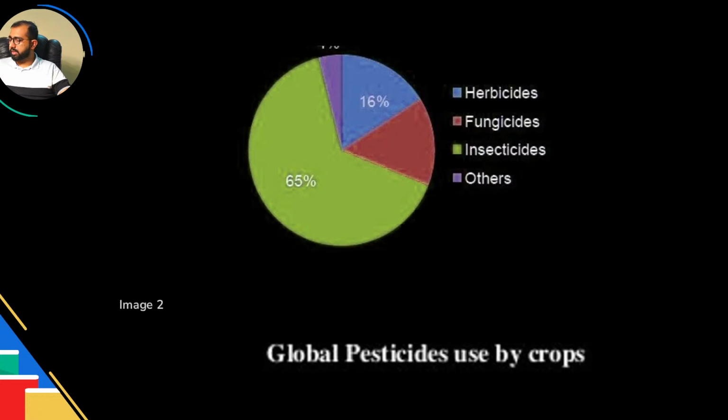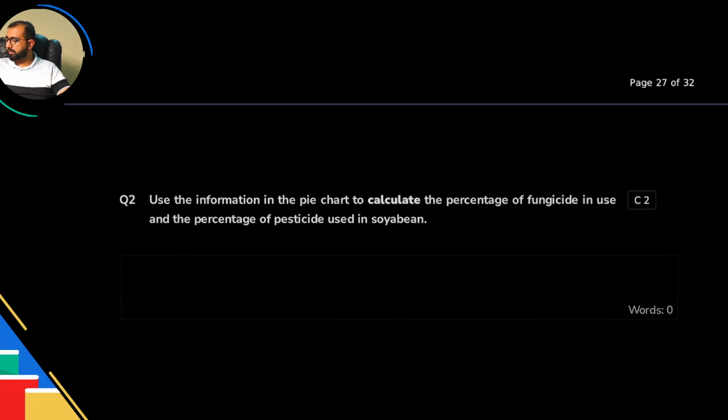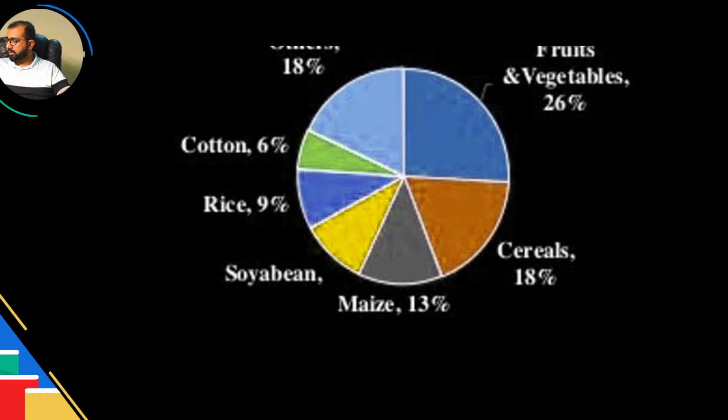Okay, we have herbicides, fungicides. I think this is also great, Criterion D and all that. Use the information to calculate the percentage of fungicide in use and the percentage of pesticide used in soybean. Okay, so let's see. For soybean.